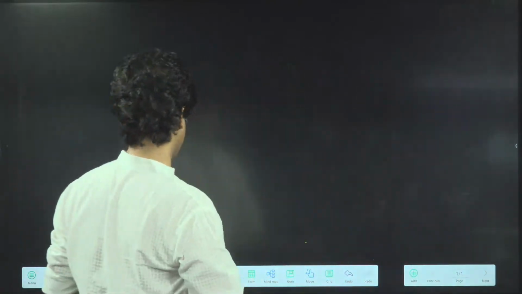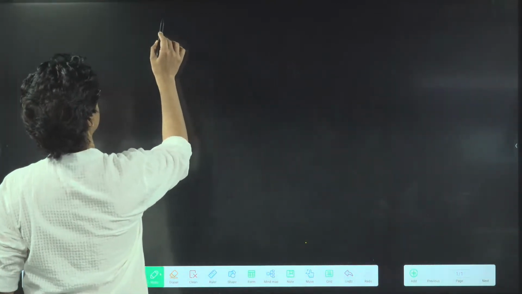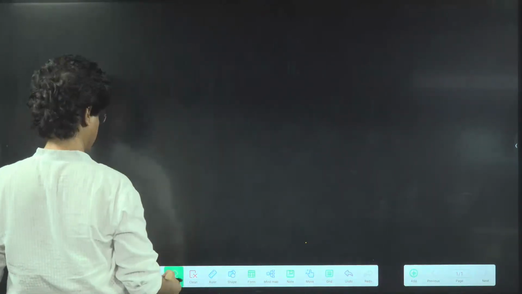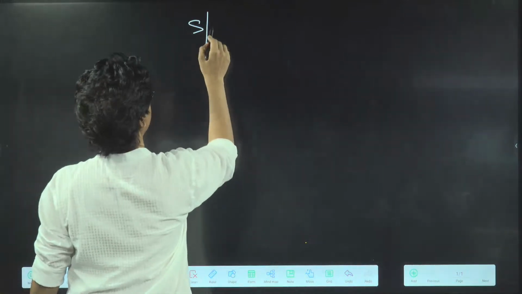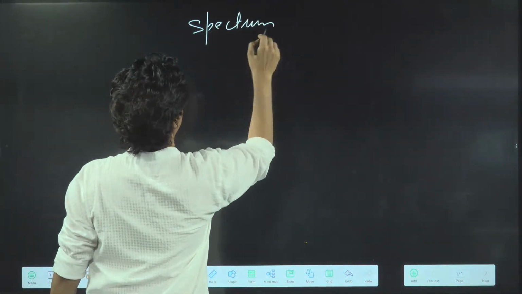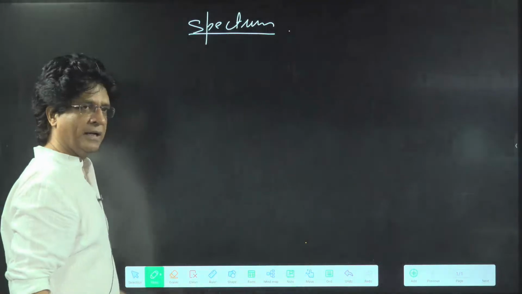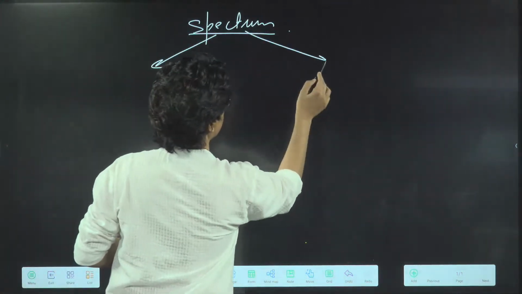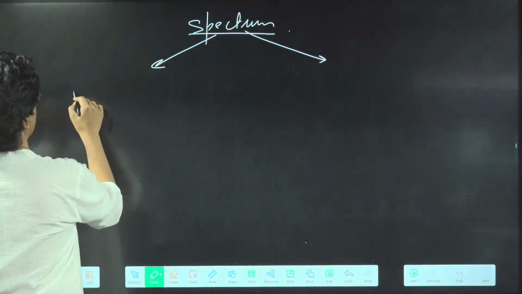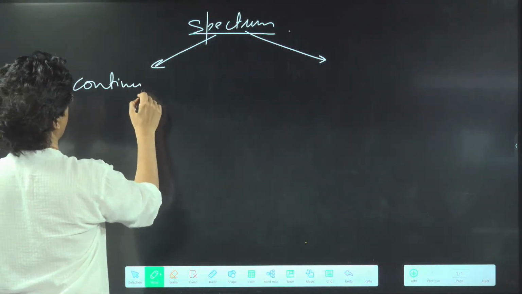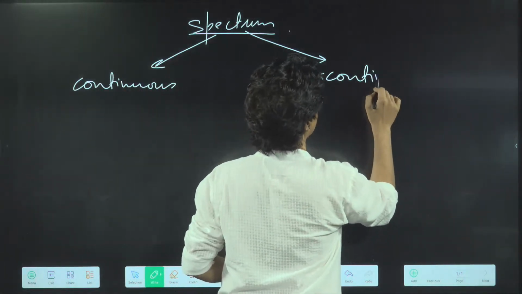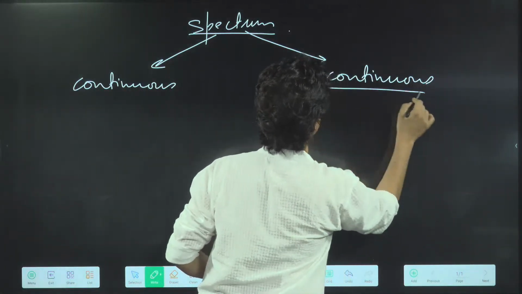Let's begin with the spectra. So please write down hydrogen spectrum, or simply say spectrum first. And for spectrum, we have got two types initially to divide. One will be continuous, the other will be discontinuous.